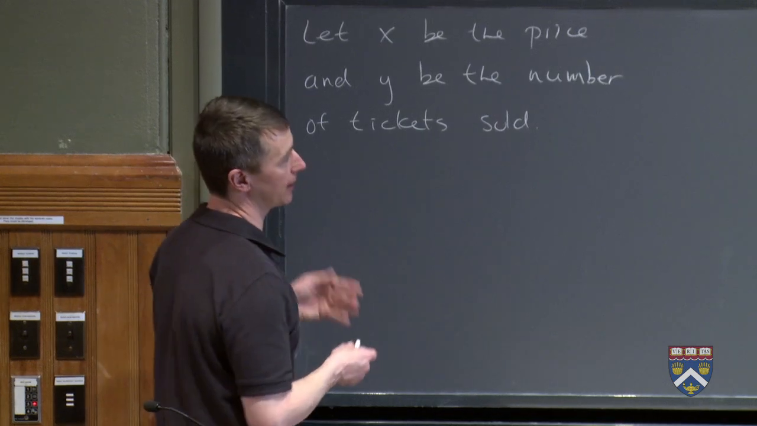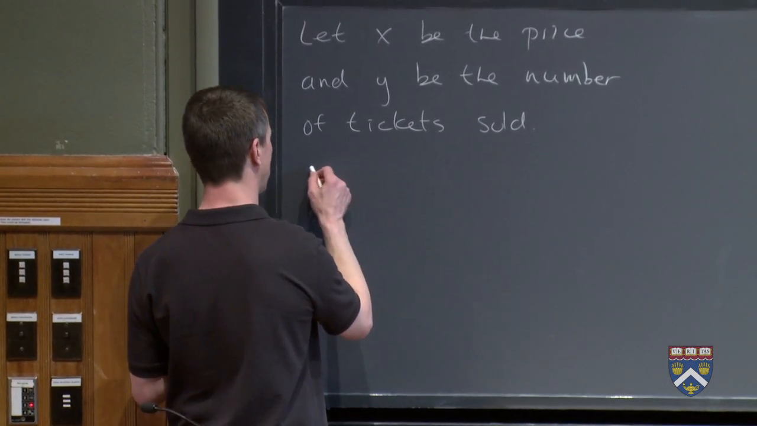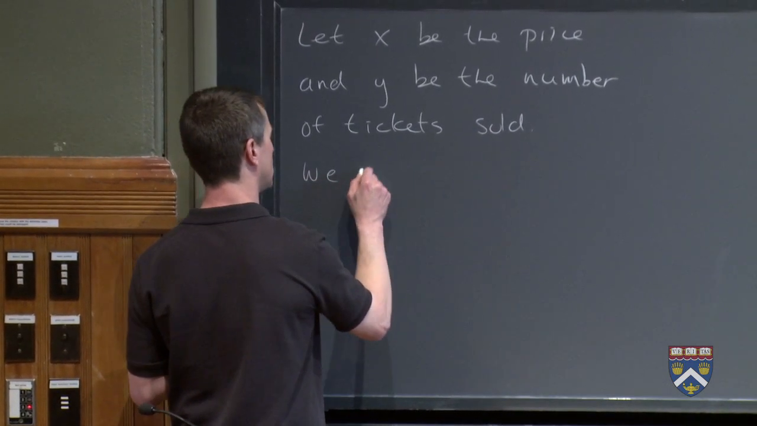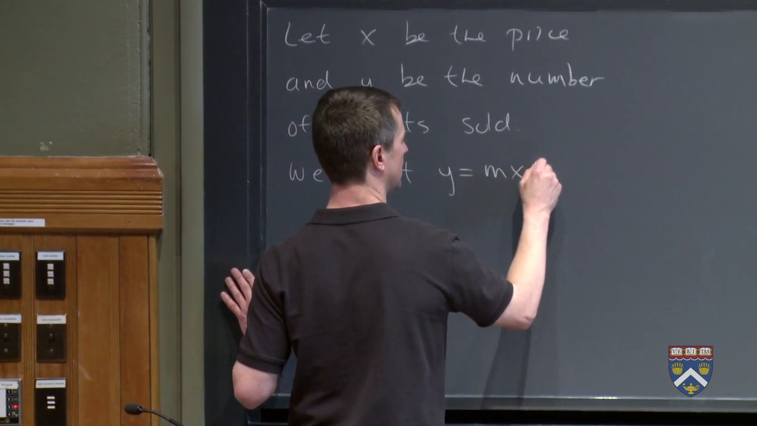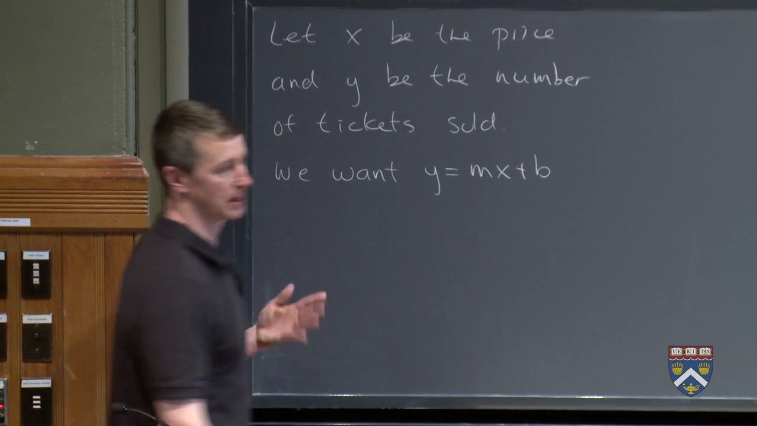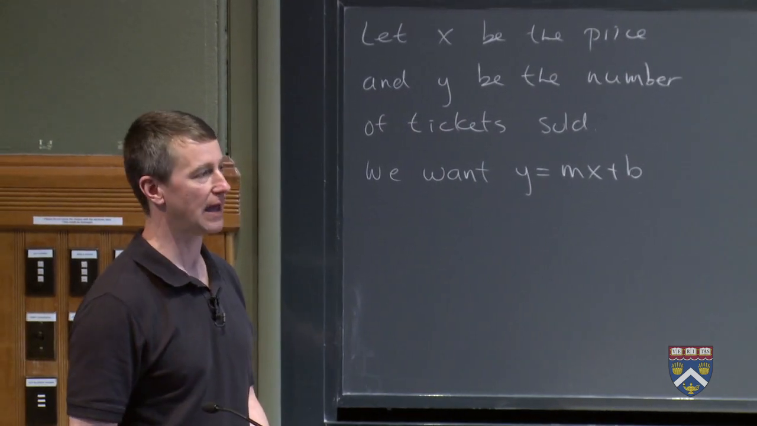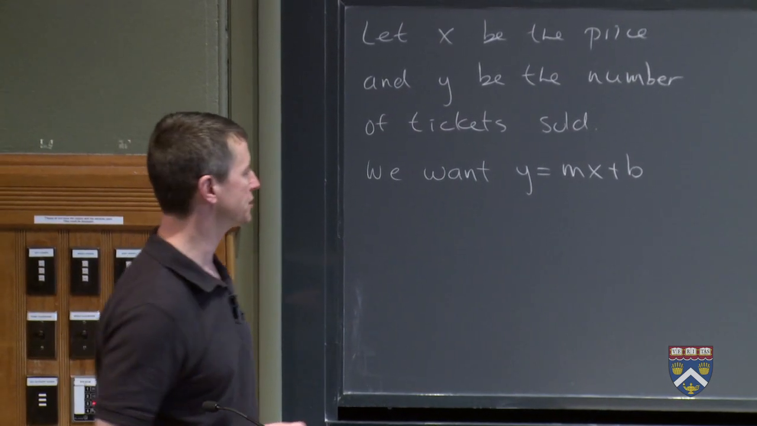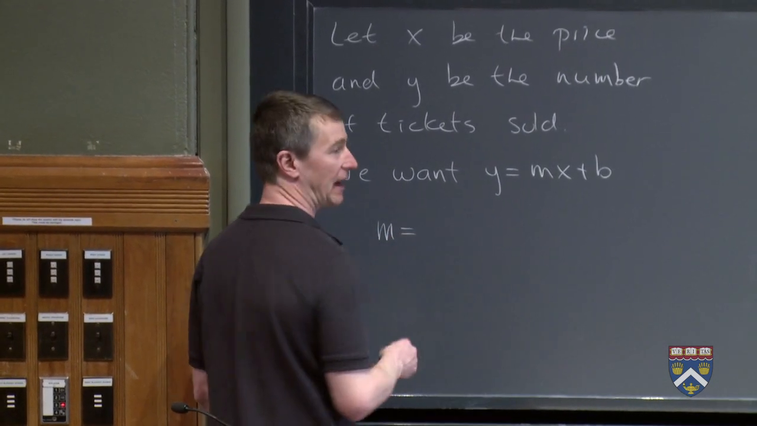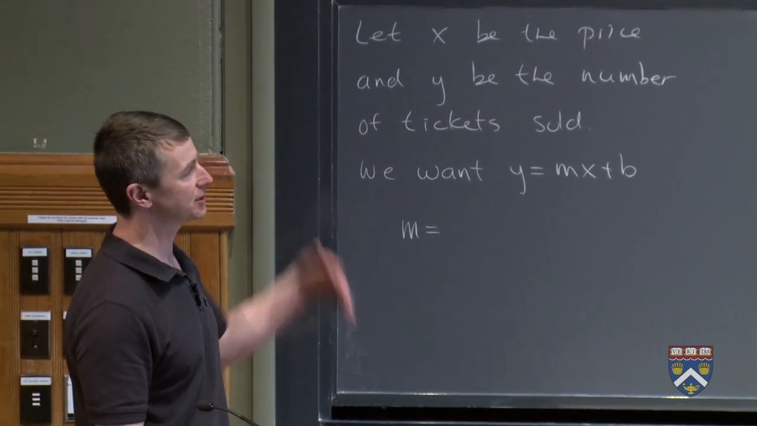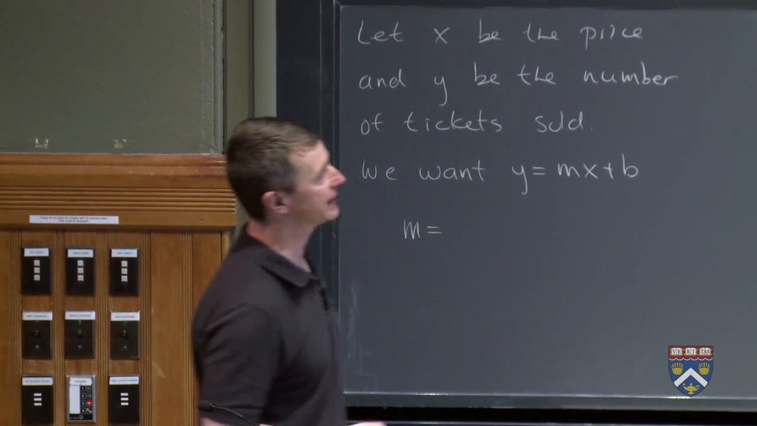So we know that it's linear. That's how we know that we want something of the form y equals mx plus b. And it's up to us to find the values of m and b. And m is what we should find first. M is the slope. And we find the slope by taking what? We take the change in the y value over the change in the x value.